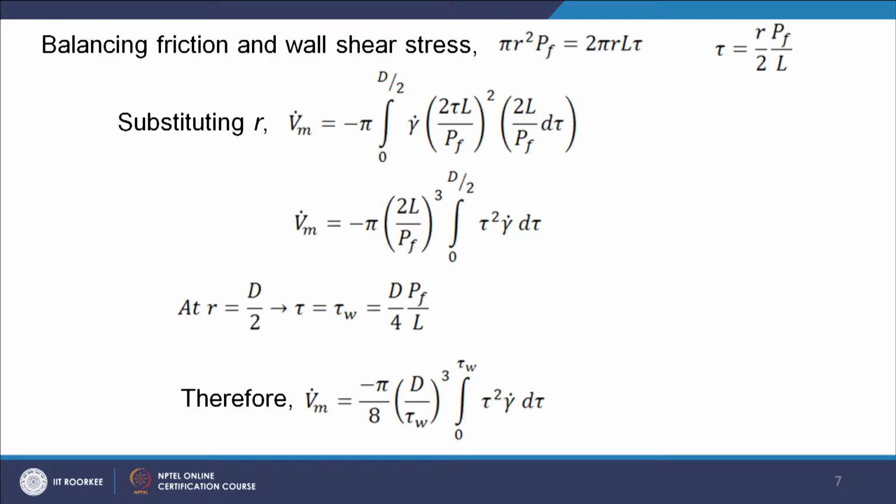Now, for the wall we know that r equals to d by 2, tau will be going to wall shear stress tau w. So, tau w can be written as, once again by following this equation, d by 4 Pf by L. So, what we can do, this expression Pf I can replace using tau w. So, this comes out to be minus pi by 8 d by tau w whole cube, and then the integration 0 to tau w tau square gamma dot del tau, right. So, let us continue further.